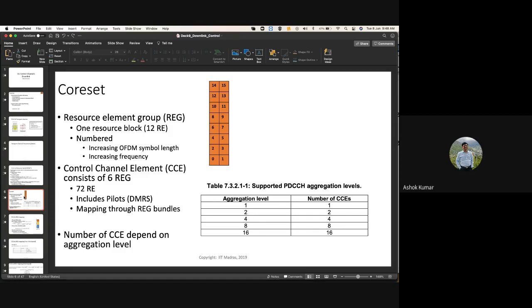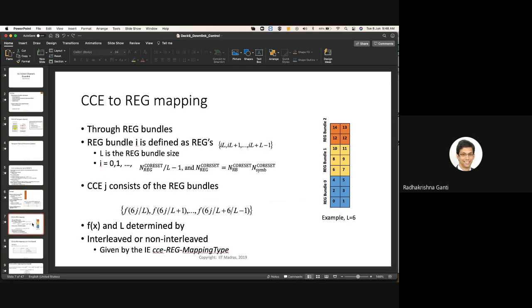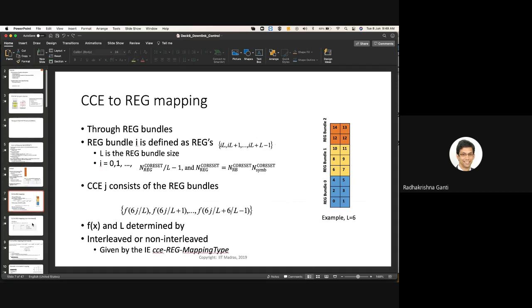One question: when we say 6 REG, can I choose, say, 0, 5, 8? No. I'll explain what REGs are chosen. There's a specific format of which CCE consists of which REG. The mapping of CCE to REG is something called REG bundles. I will explain what CCEs are mapped to which REGs. That's a complicated mapping. Let's at least do this part and then we'll stop the class for today.